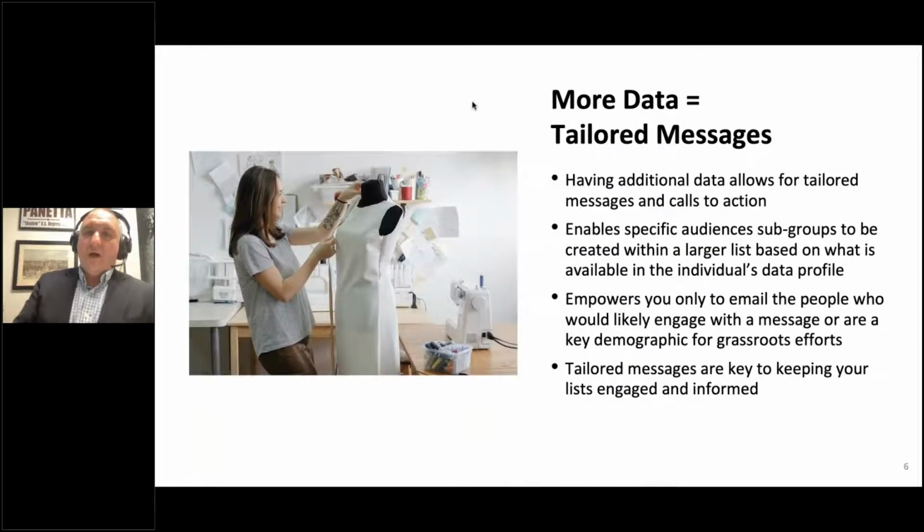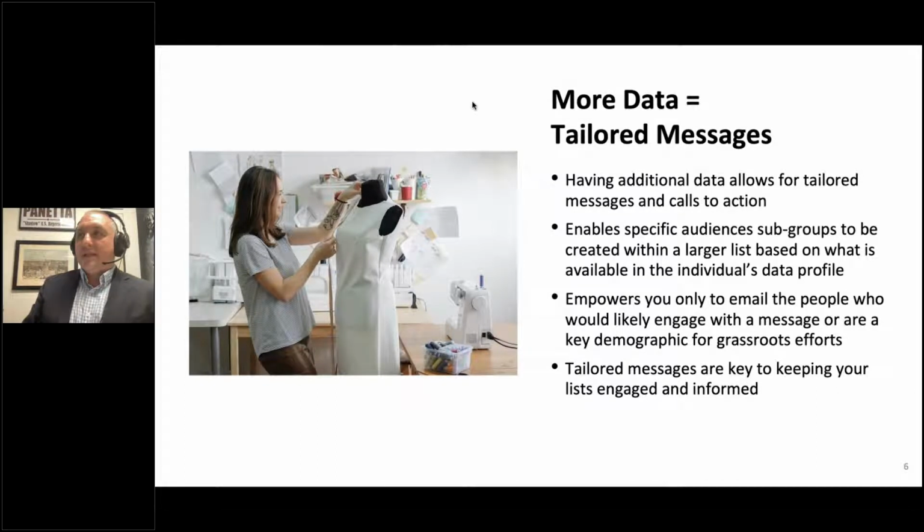Because more data means we can have better tailored messages. What I mean by that is you don't have to send every email to every email address in your list. You can have sub audiences within your larger list based on what's available in that user's data profile. Again, the more you know, the more specific you can be. So your goal here is to send messages to the people who are most likely to open them and engage with them, or people who are in a key demographic for the issue that you're trying to move.